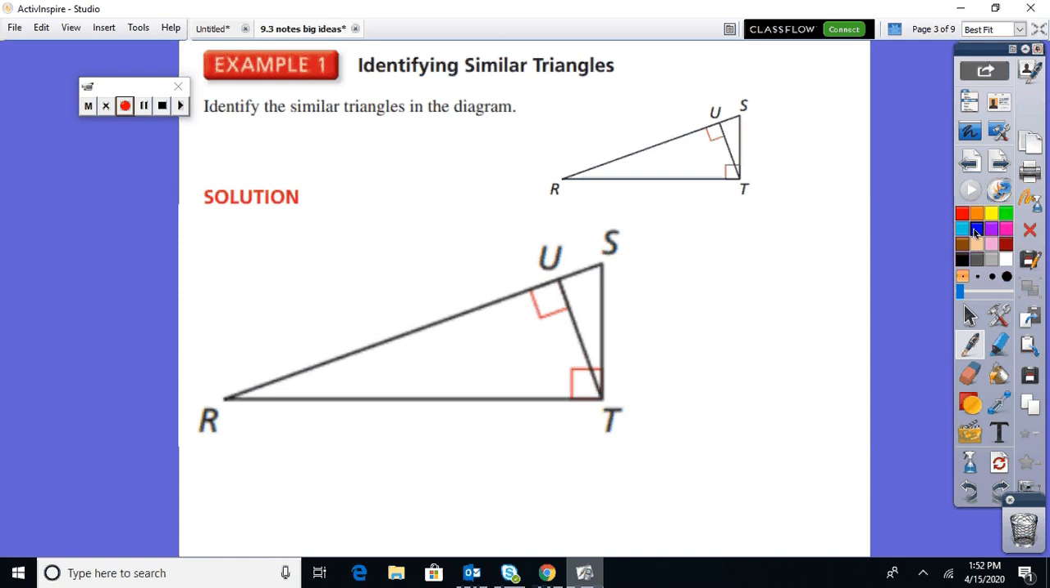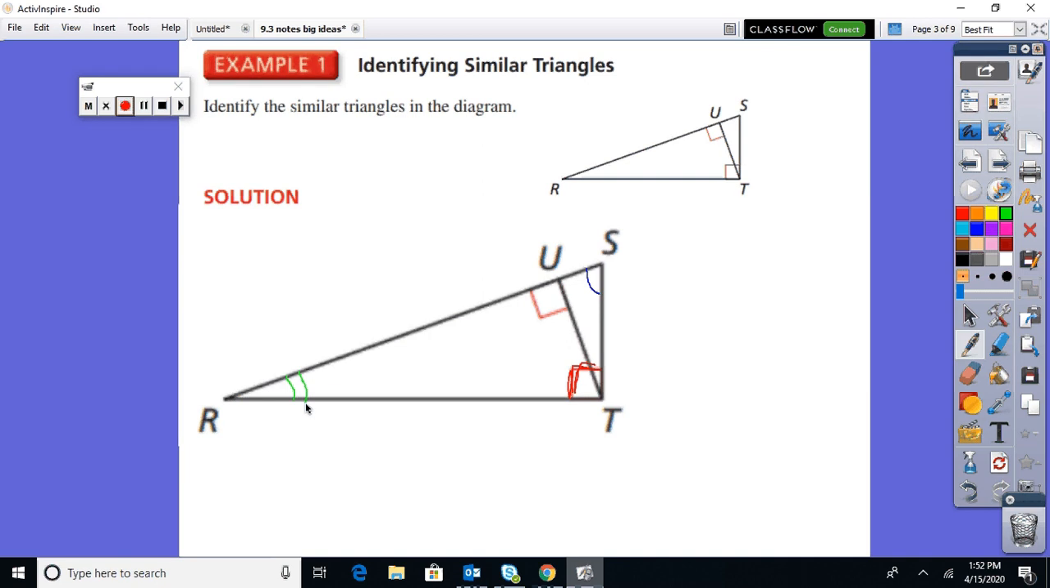I go, all right, I got my big triangle. It already has the right angle down here at T. And so what I'm going to do is give one of the angles, like S, a single loop, and then R, I'll give a double loop. So now all three of these triangles are going to have a right angle, a single loop, and a double loop. So check it out.